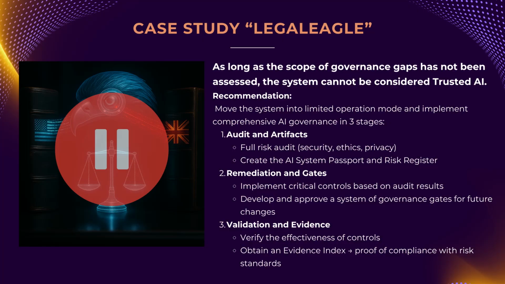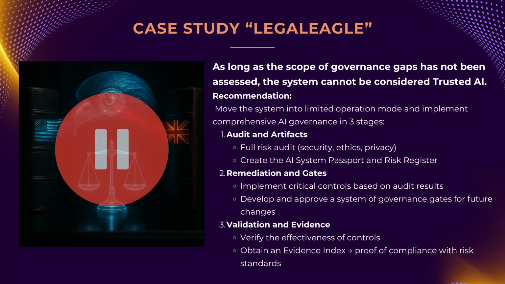My main strategic recommendation to leadership will be, temporarily move the system into limited operation mode and launch a structured plan to restore control consisting of 3 logical stages. Stage 1, conduct a full risk audit, security, ethics, privacy, and create the key governance artifacts, the AI system passport and the risk register. Stage 2, based on the audit, remediate the system and implement critical technical and operational controls and metrics, and develop and approve the gate system for key lifecycle stages of the AI system. We must also establish a clear incident response procedure.